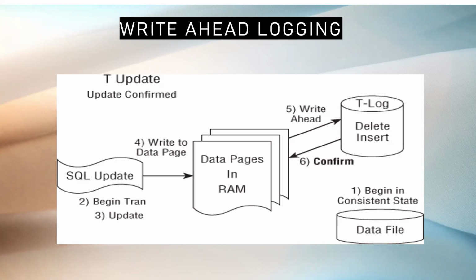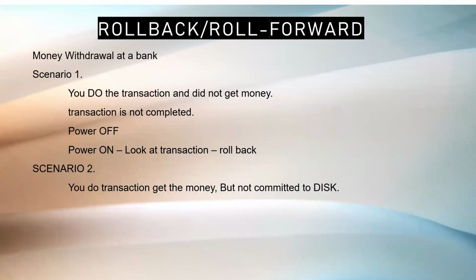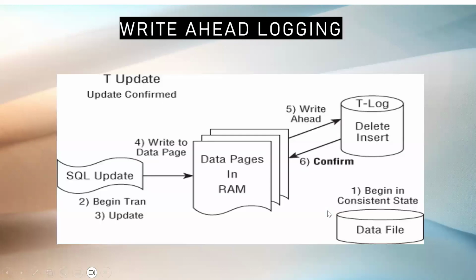Right. So that is in case the transaction was not committed. So for example, I'll take another example. So you do the transaction, you get your money, but that is not written to this. Let's go back and try and understand the diagram. So you do an update on the table and write this to the data pages. All the transactions that you have done, whatever 1,000 rupees you have withdrawn, is written to the RAM. That's written to the transaction log on disk, right?